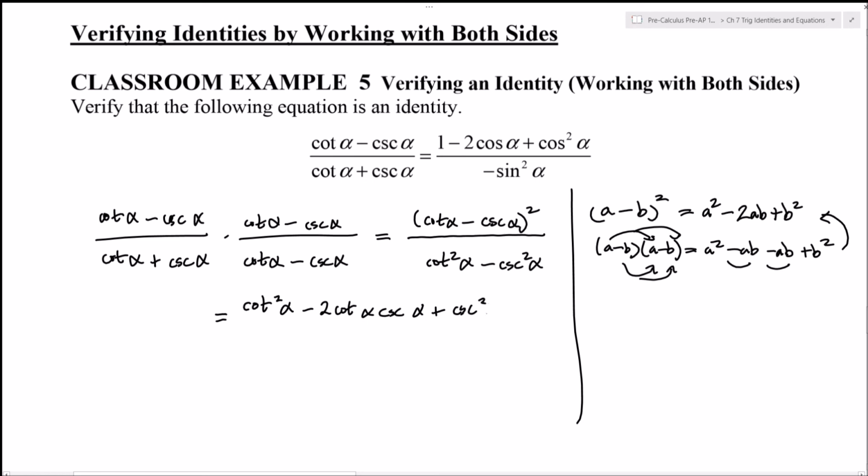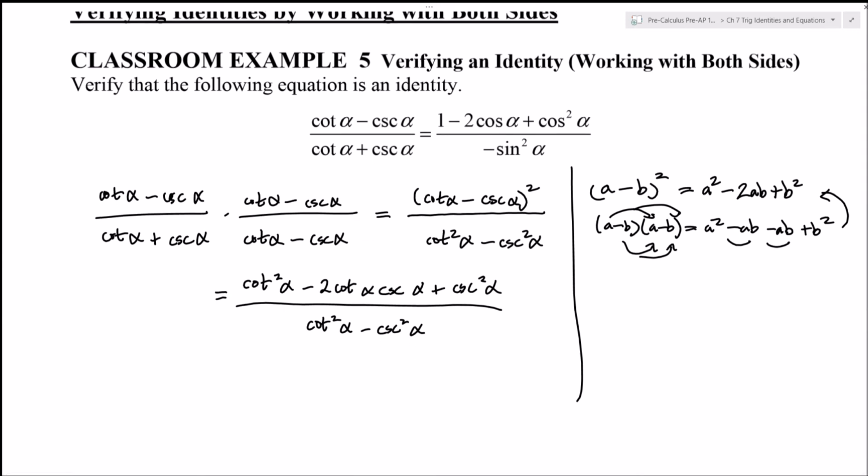Plus cosecant squared alpha. And that's the numerator expression, so the stuff on top. This is going to be divided by cotangent squared alpha minus cosecant squared alpha. And it looks like I'm nowhere near where I wanted to be.